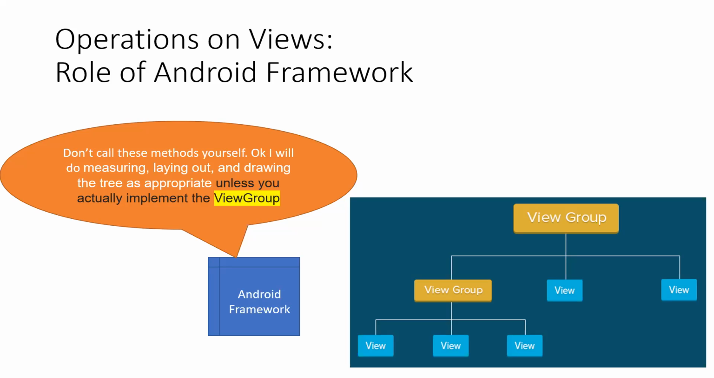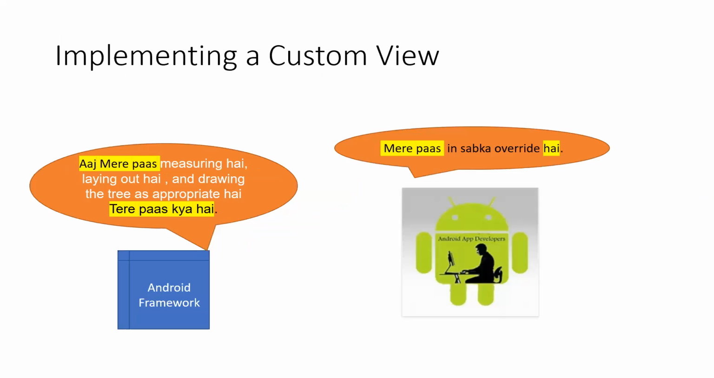some events are going to be fired. So how to handle those events? You are not supposed to call those methods that I just mentioned. It's the responsibility of the Android framework. But in case you implement a view group, then you need to take care of calling these methods by yourself. Let's say you implement a view, or you implement a custom view.